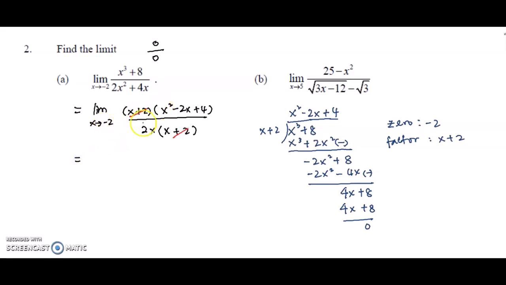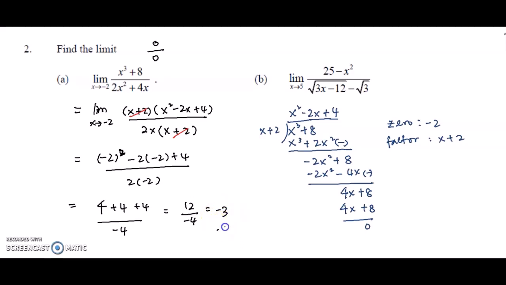You can substitute negative 2 inside. You got negative 2 to the power of 2, minus 2 multiplied by negative 2, plus 4, divided by 2 multiplied by negative 2. Finally, you get negative 3 for the final answer.